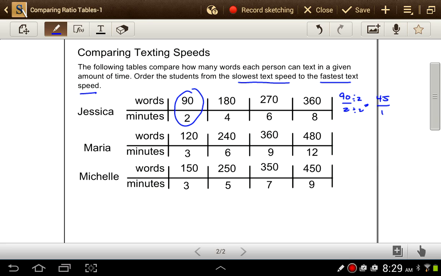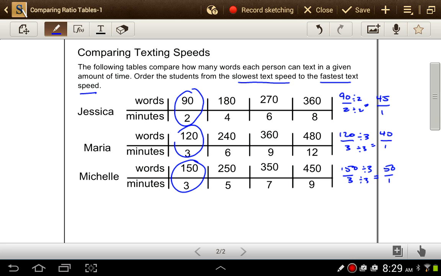Maria, that's 120 to 3. I'm going to simplify that by 3, and that tells me she does 40 words for every 1 minute. And then Michelle, I'm going to do 150 to 3, divide both by 3, and that tells me that's 50.